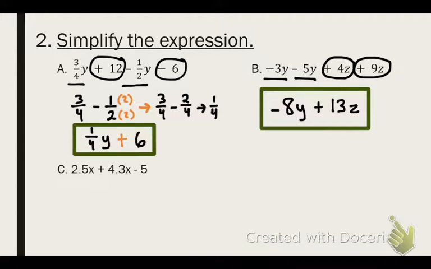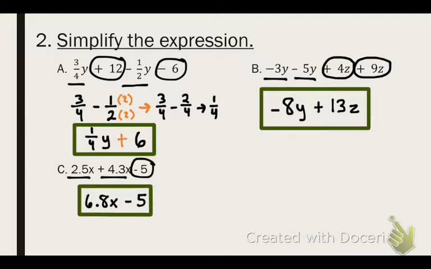All right, we've got problem C. I'd like you to try it on your own. All right, as I just walked around, I saw a lot of people who remembered to underline the like terms and circle the other terms. 2.5 plus 4.3x minus 5. What did you get, class? 6.8x negative 5. 6.8x minus 5 is correct. Can I combine those? No. They're in different families. The first one is a variable term. The next one is my constants.